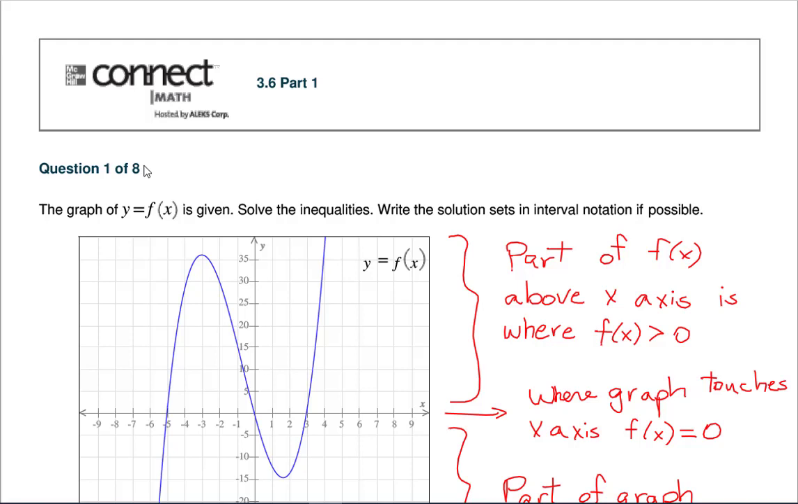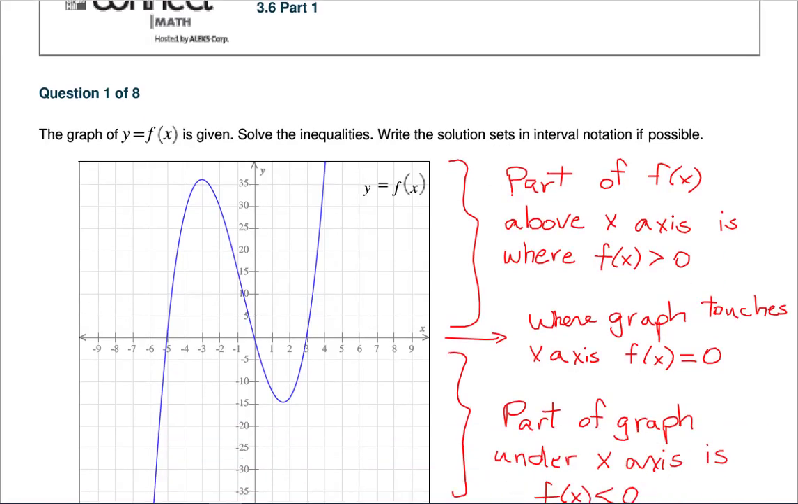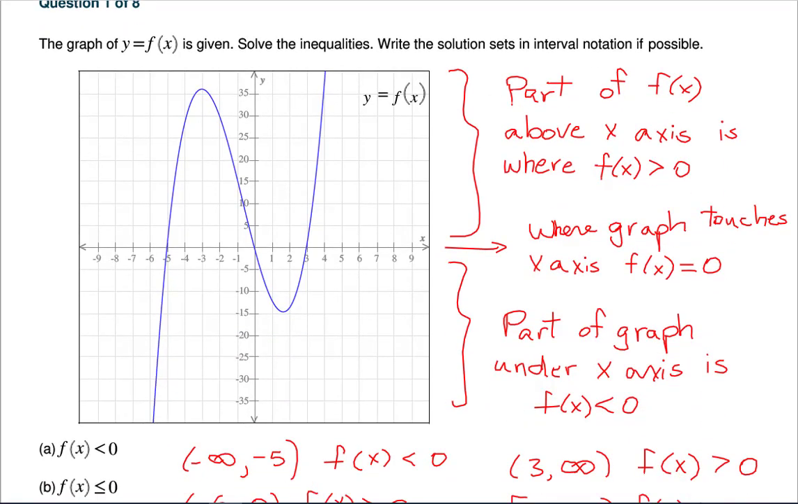Welcome to Math 1314. This is section 3.6. We're looking at polynomial and rational inequalities. So, in part 1 here, we are given a graph. So let's take a look at this graph and see what we see about it.